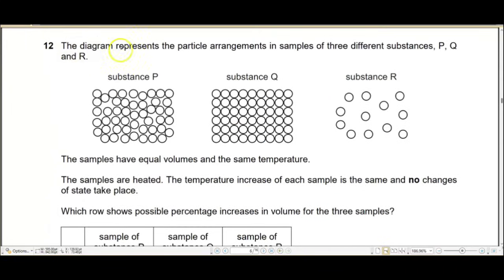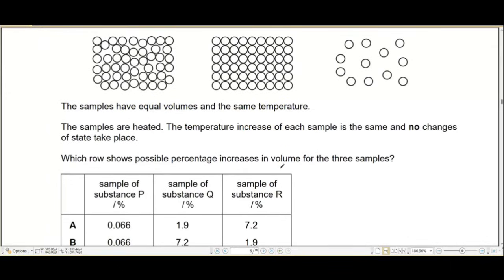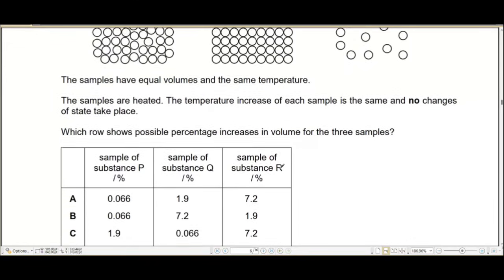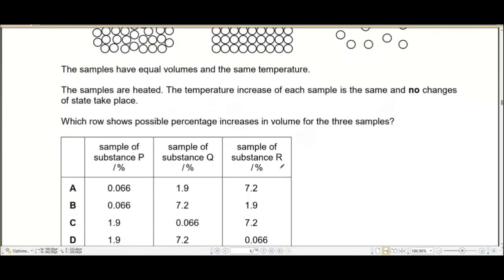Okay, question number 12. The diagram represents the particle arrangement in samples of 3 different substances P, Q, and R. This is substance P, this is substance Q, and this is substance R. These two seem to be fluids. This is some sort of liquid, and this is gas, and this seems to be solid. The samples have equal volumes and are at the same temperature. Okay, the samples are heated. The temperature increase of each sample is the same, and no change of state is taking place. Okay, which row shows possible percentage increase in volume of the 3 samples?